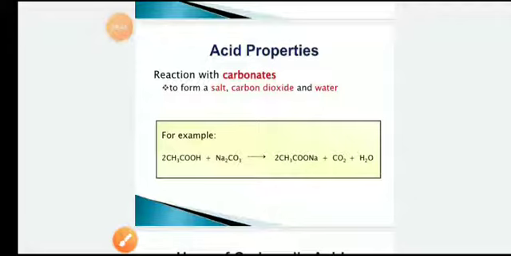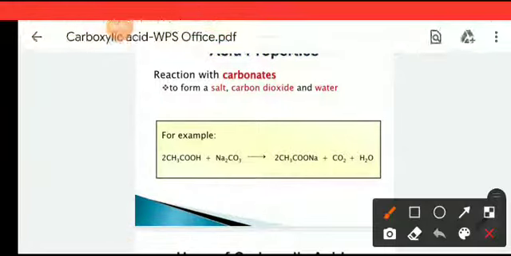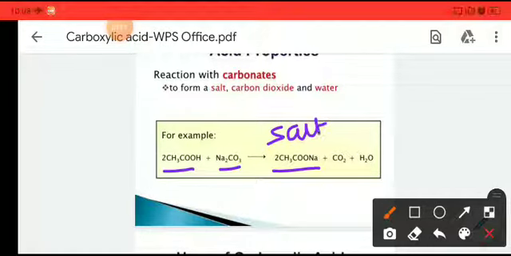So the next point is reaction with carbonates. As we know, the carbonates are mainly bases, and carboxylic acids are acids. So there will be an acid base reaction, so there will be a salt. This is sodium acetate, this is a salt. This is carbon dioxide and water. So whenever a carboxylic acid is reacted with a carbonate base, then for simple bases like NaOH and other bases, we only get salt and water. But in case of carbonates, we will get an extra product, that is carbon dioxide.